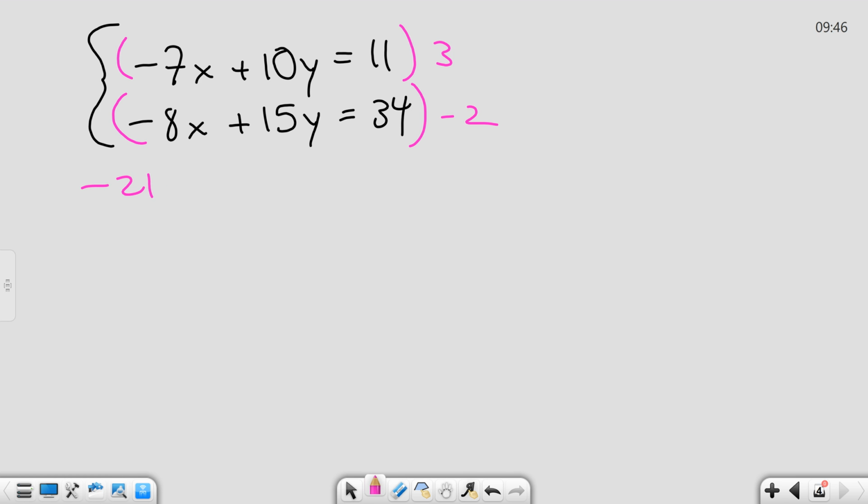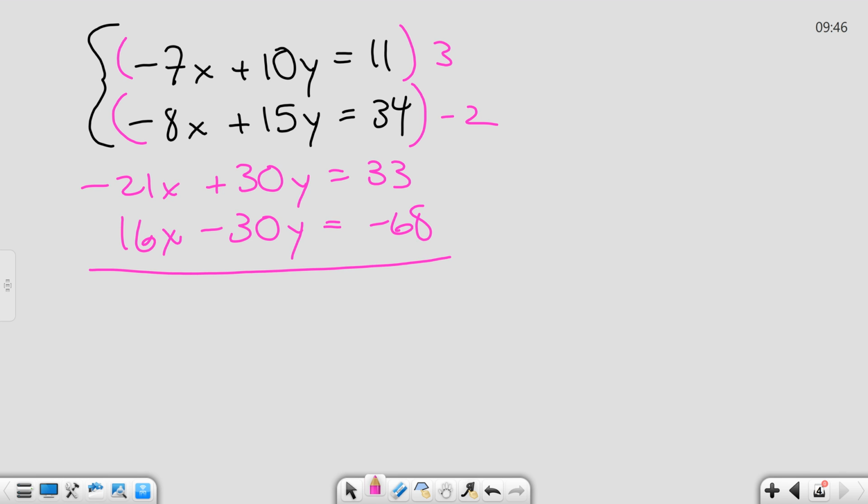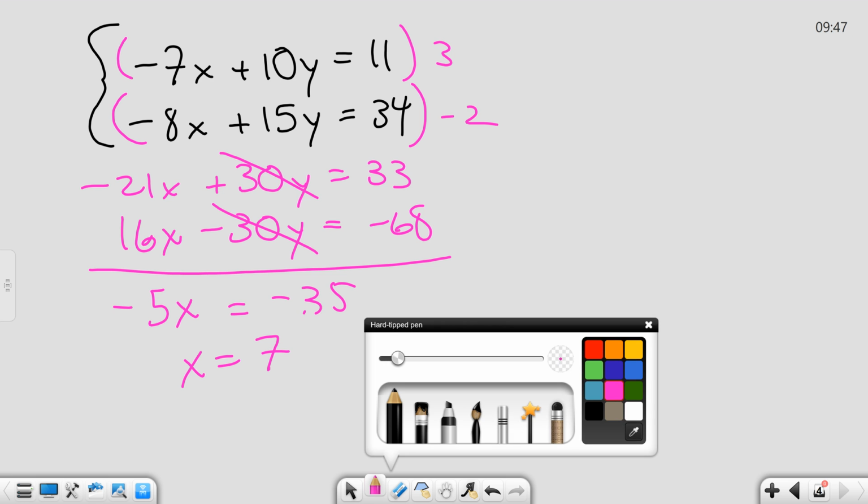Multiply everything by 3. I get negative 21x plus 30y equals 33, and 16x minus 30y equals negative 68. I'm good so far, right? Yeah. Okay. That's negative 5x. Those cancel. Negative 35. So x is equal to 6. No, it's not. No, it's 7. Good, I was just seeing who's paying attention. Good job. I can teach calculus, I just can't do simple addition or division.